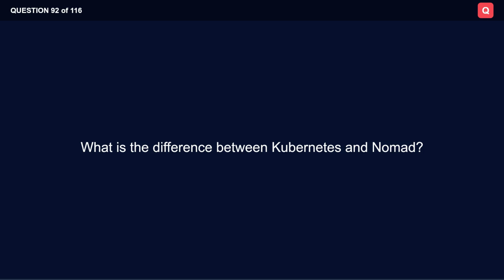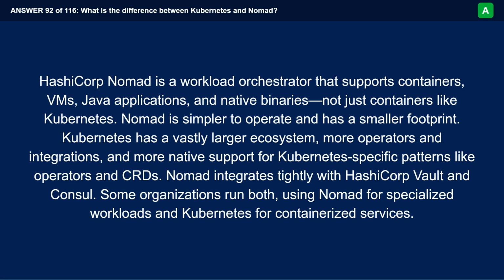What is the difference between Kubernetes and Nomad? HashiCorp Nomad is a workload orchestrator that supports containers, VMs, Java applications, and native binaries, not just containers like Kubernetes. Nomad is simpler to operate and has a smaller footprint. Kubernetes has a vastly larger ecosystem, more operators and integrations, and more native support for Kubernetes-specific patterns like operators and CRDs. Nomad integrates tightly with HashiCorp Vault and Consul. Some organizations run both, using Nomad for specialized workloads and Kubernetes for containerized services.